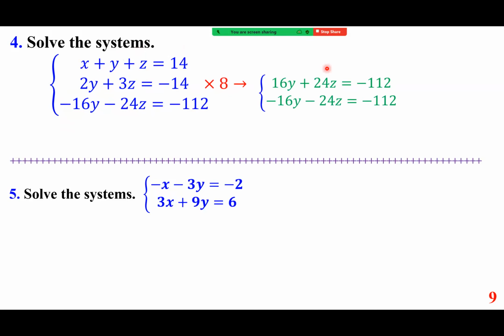And as you can see, everything cancels out on the left side. So you get 0. But on the right side, you get some number. And it is negative 224, but it doesn't matter, some number. The point is these two are not equal. Therefore, it's false. No solution.